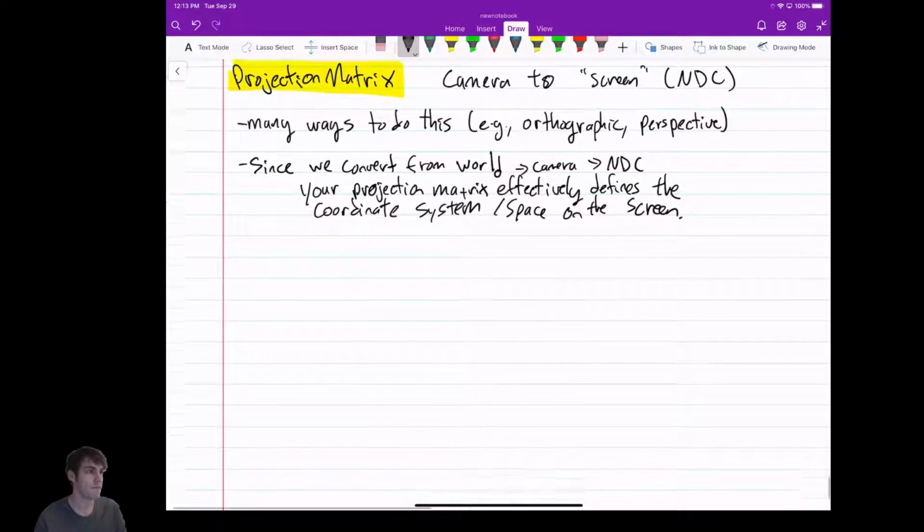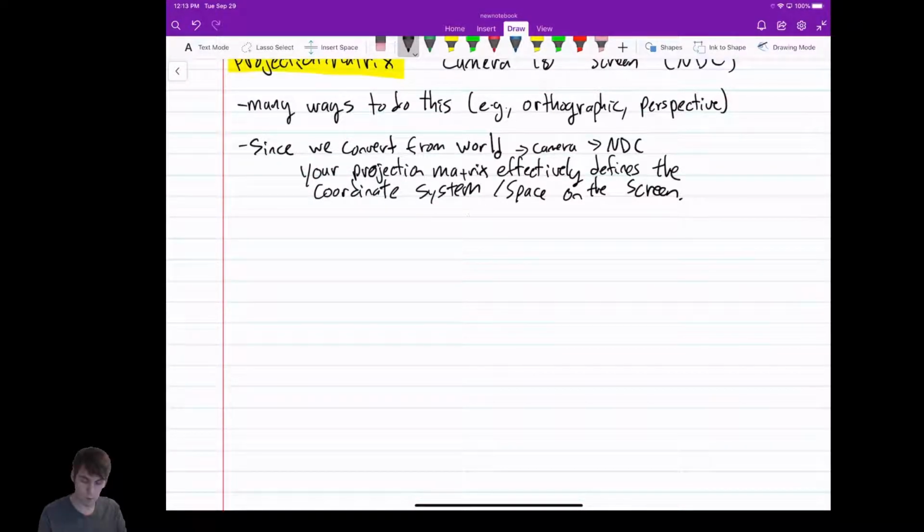Okay. For example, where is the center? Is center 0, 0, or is 0, 0 off to the side? What coordinate is the center, I should say? What are the bounds? You know, we've seen examples where I draw from minus 1 to plus 1. We've seen examples where I draw from minus 300 to plus 300. That's defined by your projection.